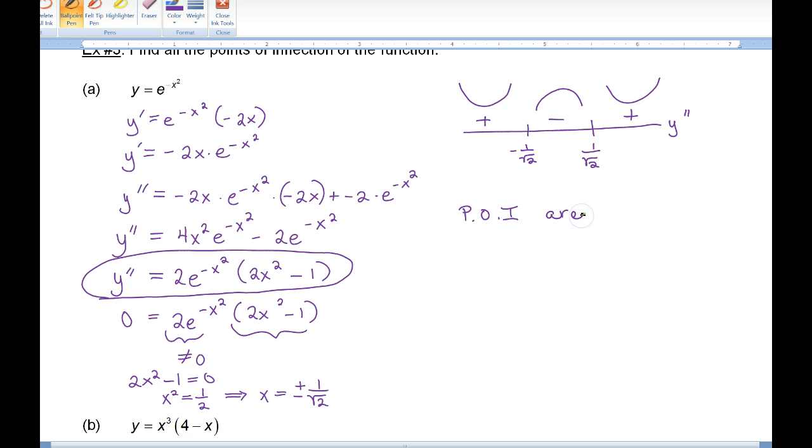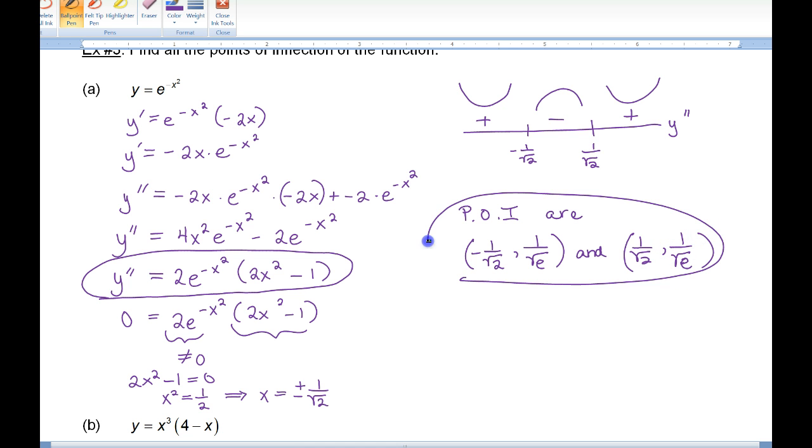If I plug negative 1 over root 2 back into the original equation, that's going to give me e to the negative 1/2, or 1 over square root of e. And I'll get the same thing when I plug in positive 1 over square root of 2. I'll get 1 over square root of e. So those are my answers.